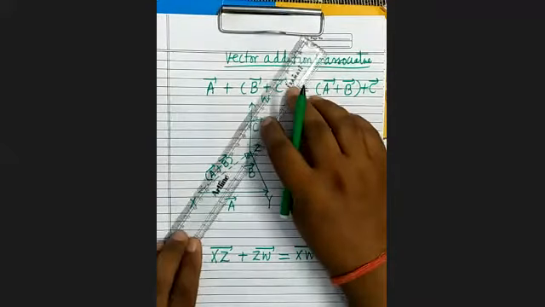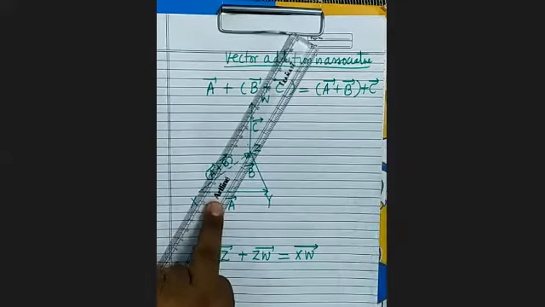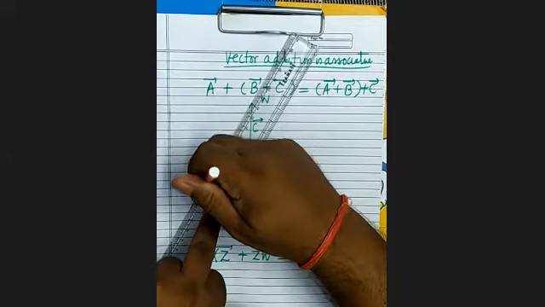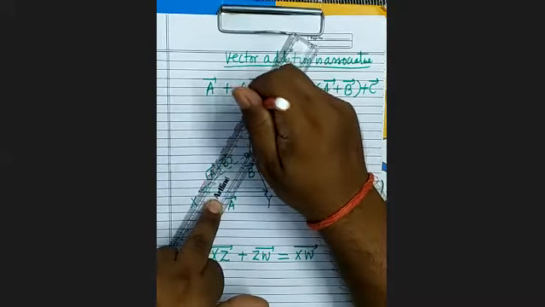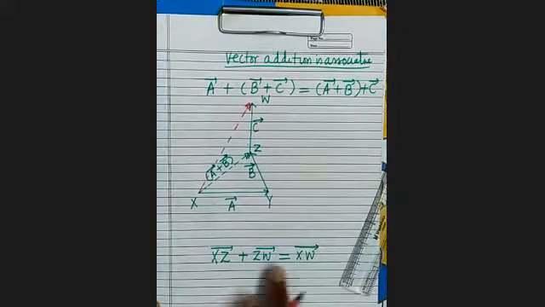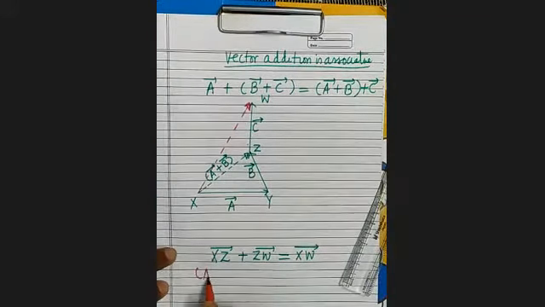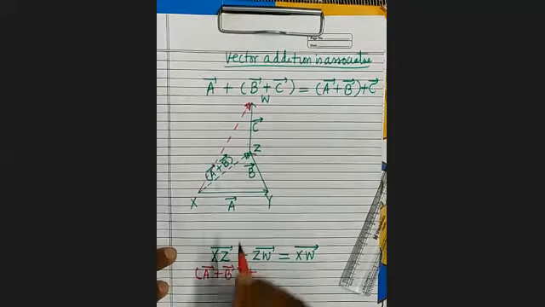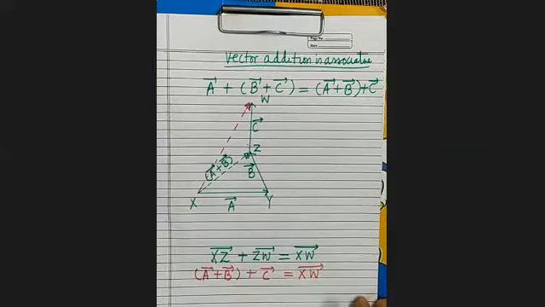You join this. Here this is representing vector XW, which is representing vector XZ plus vector ZW. Vector XZ is vector A plus vector B. Vector ZW is vector C. Is it clear?